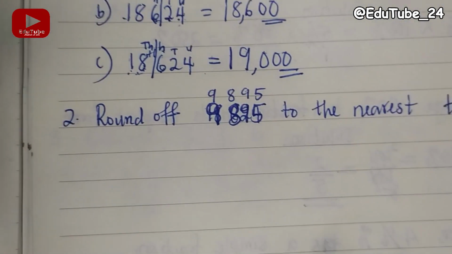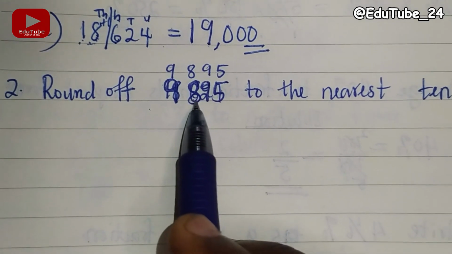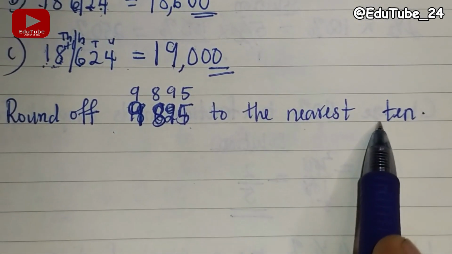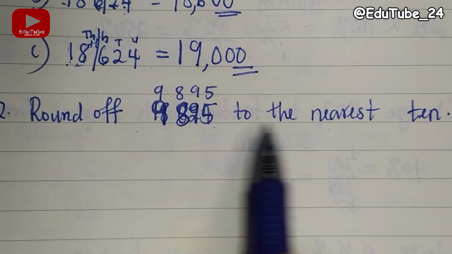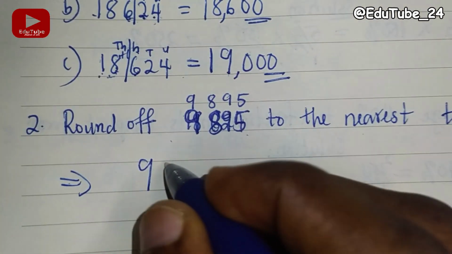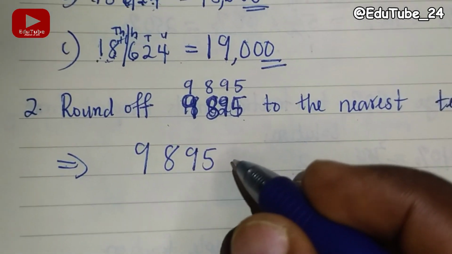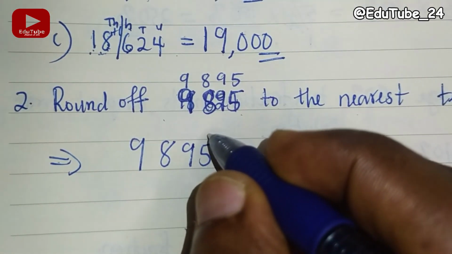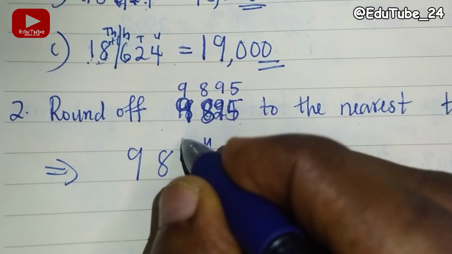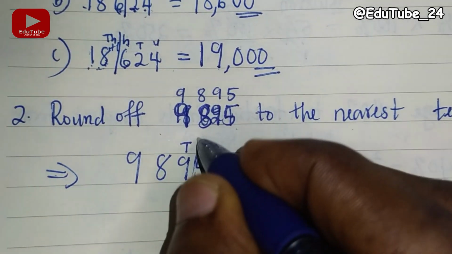So let's go to the second example. The second example says round off 9,895 to the nearest 10. So this is straightforward. Just like we did in the first example, we identify first of all the place value. So this is unit, and then this is tens. So the nearest number to the tens place value is this unit.